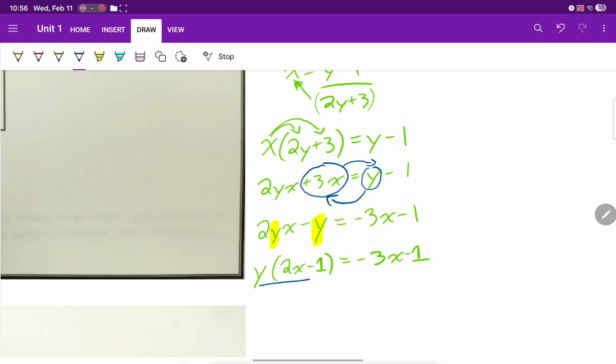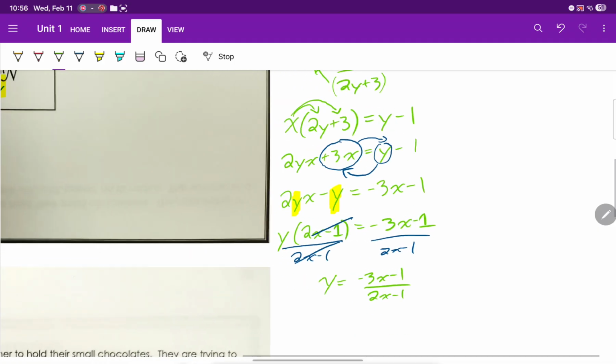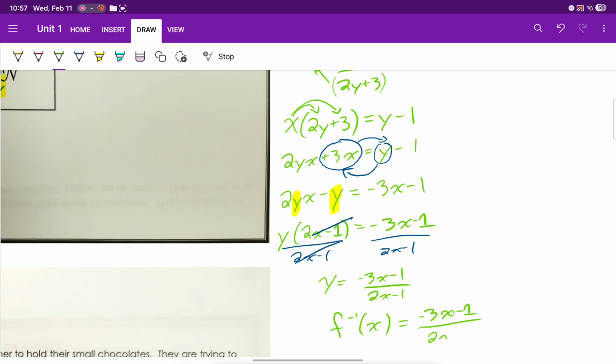The last step that I need to do is divide both sides by 2x minus 1. And when I do that, those cancel out, and we are left with y equals negative 3x minus 1 all over 2x minus 1. And we can write that answer in inverse notation, which is f inverse of x is equal to negative 3x minus 1 over 2x minus 1. And that is our inverse function.